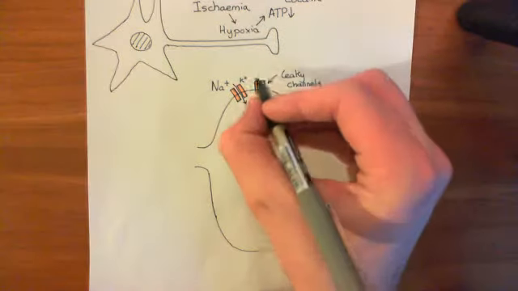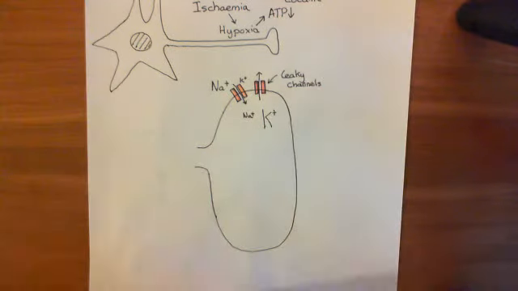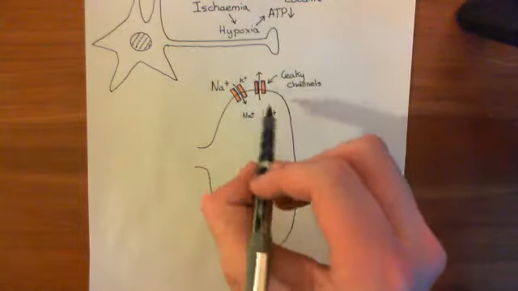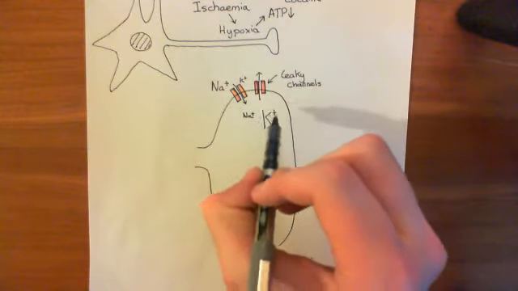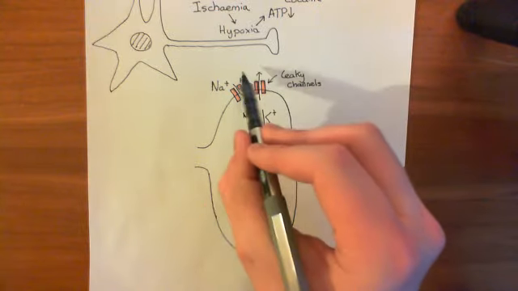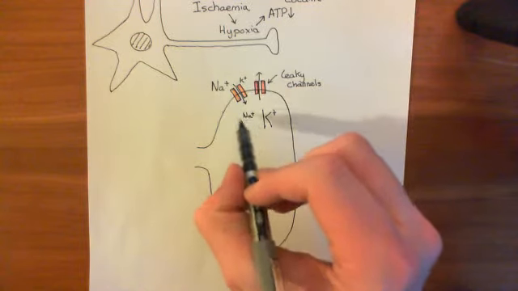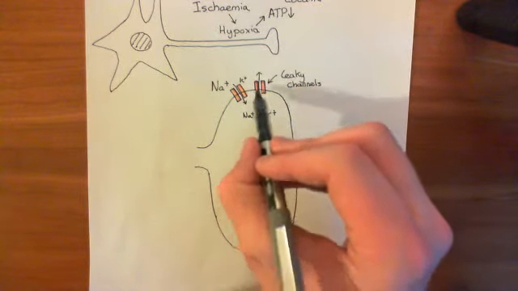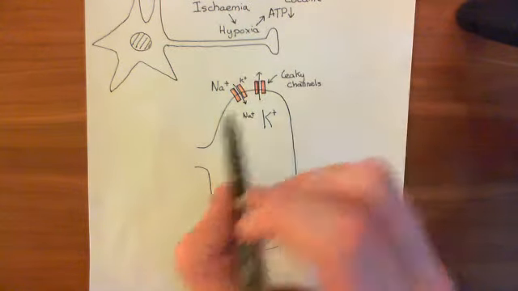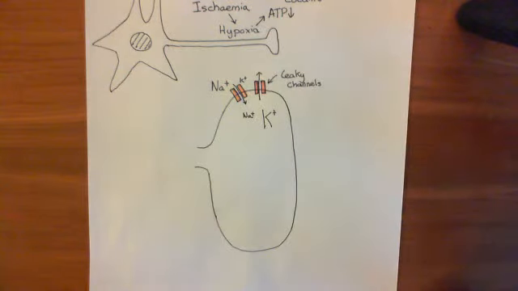Now, initially, the movement of potassium out of the cell is going to beat the movement of sodium into the cell. Two reasons for that. The potassium gradient is actually bigger than the sodium gradient. The difference between the intracellular concentration of potassium and the extracellular concentration of potassium is bigger than the difference between the sodium concentrations. So the concentration gradient that's driving potassium out of this cell is bigger than the concentration gradient driving sodium into the cell.